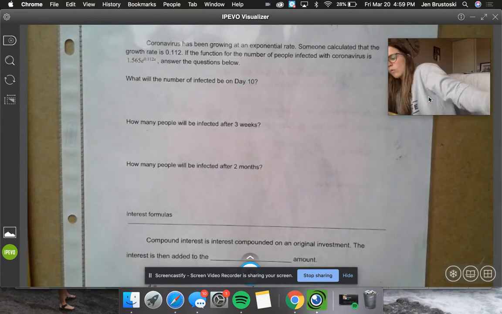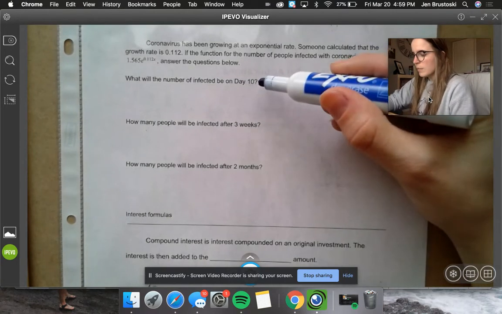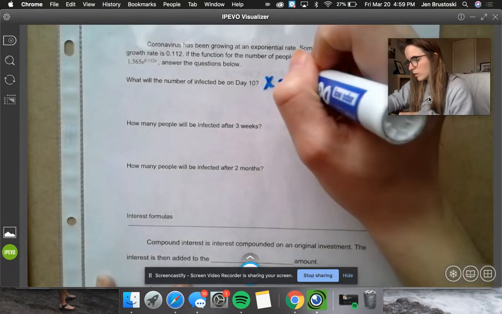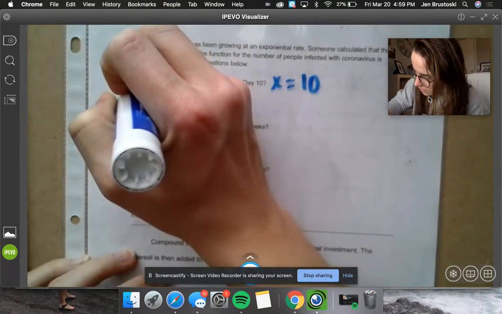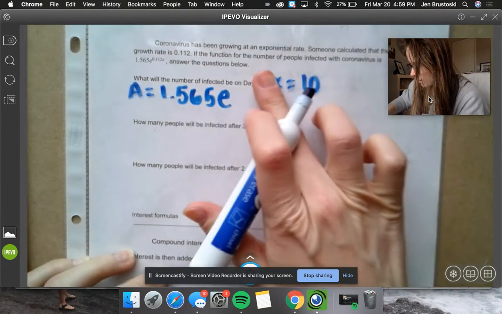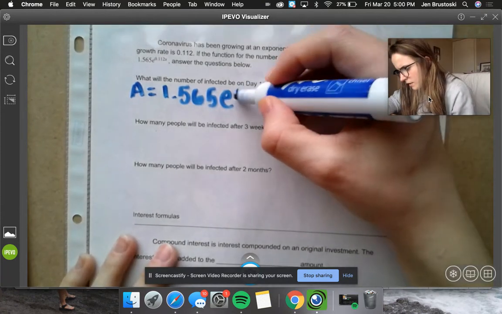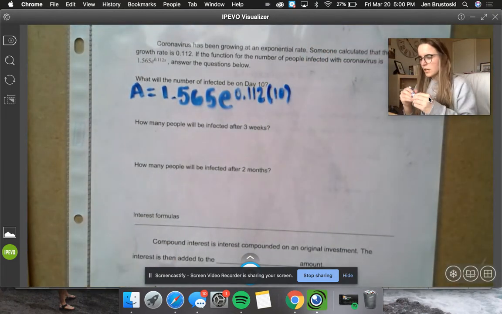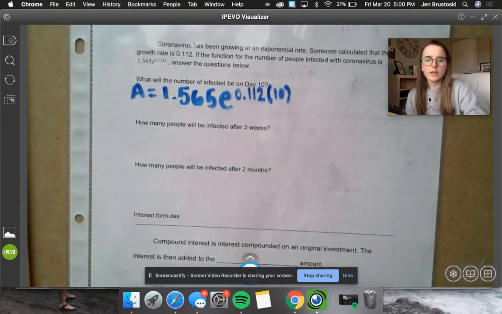We're going to calculate these values. The function for the number of people infected with coronavirus asks what the number of people infected will be on day 10. That tells us that x is equal to 10, so we'll plug that into this equation. A, our population, equals 1.565 e to the 0.112 times x, which is 10. That's an exponent there. It's not very big, can't really tell too much, but it is an exponent. Having trouble writing with those big markers.